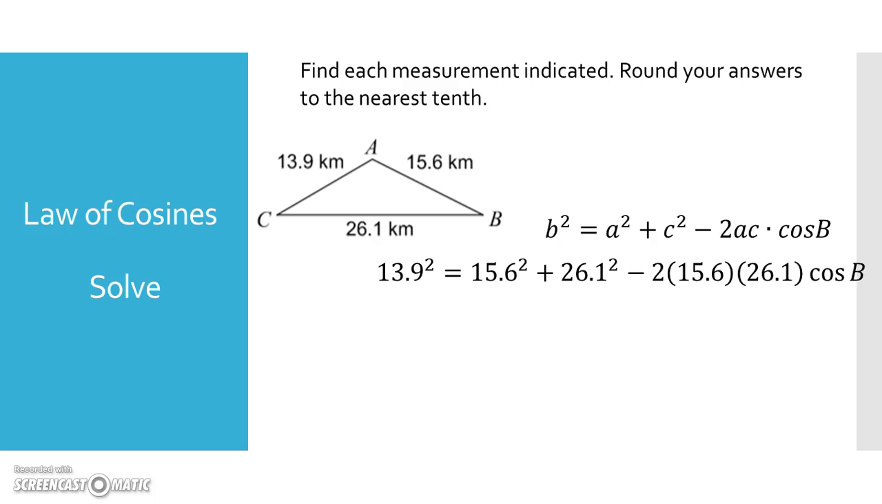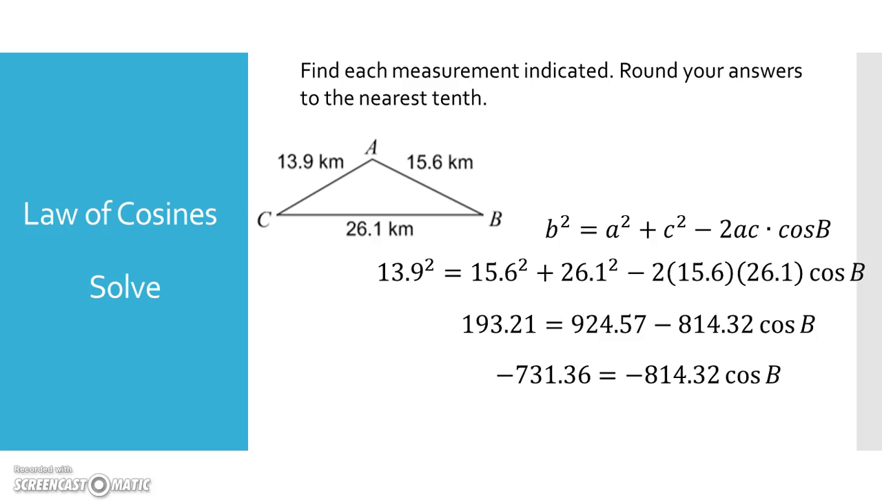Again, combine like terms, 15.6 squared plus 26.1 squared is 924.57. 13.9 squared is 193.21. 2 times 15.6 times 26.1 is 814.32. Subtract 924.57, then divide by negative 814.32, and then take the cosine inverse of 0.898, just like last time. We get 26.1.